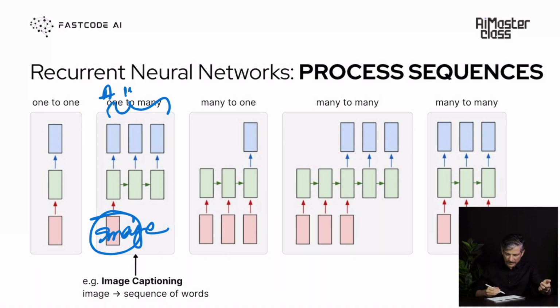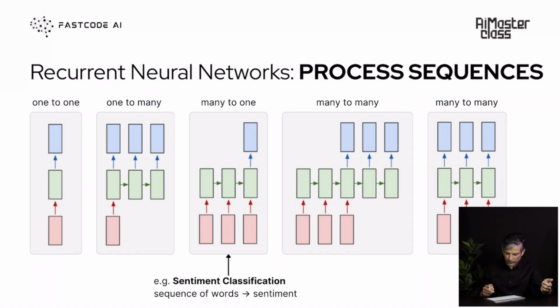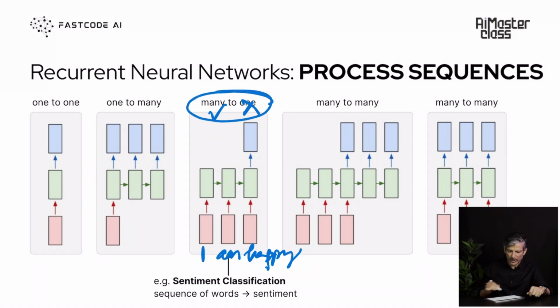You can also have a sequence model where you have many inputs and a single output. So what kind of a problem would that be? For example, it could be sentiment classification, where you have a sequence of words, I am happy, right? And you want to know the sentiment. Is it a positive sentiment? Is it a negative sentiment? So you have a sequence of input words, but then you only have a single output. And then this is a many-to-one model.